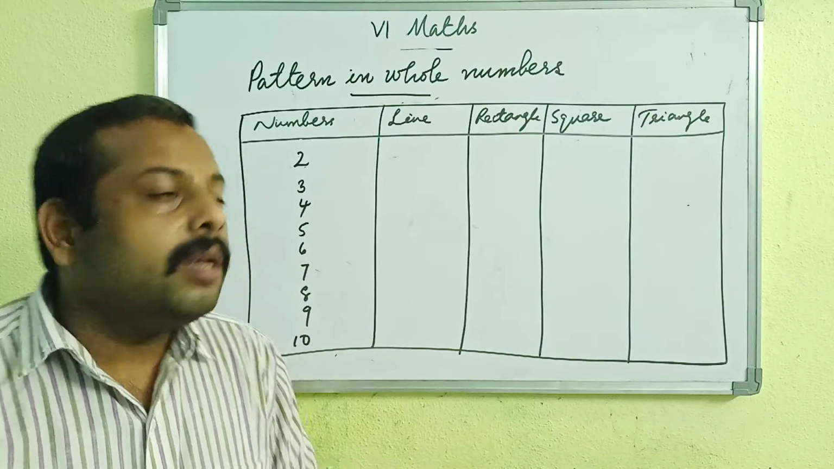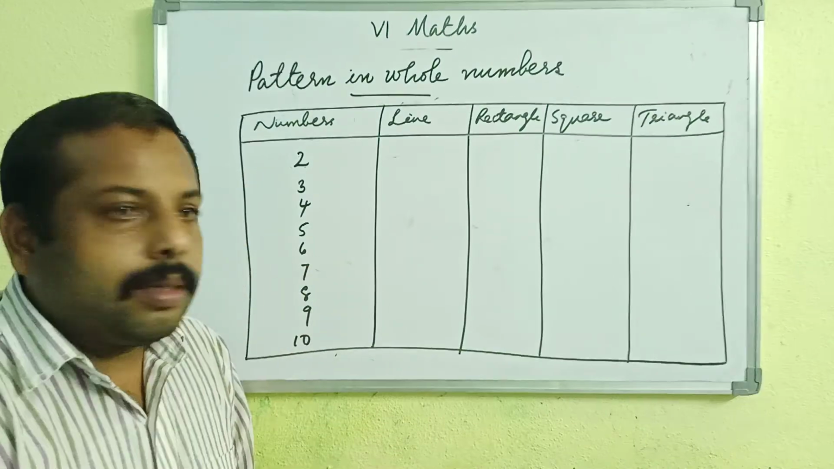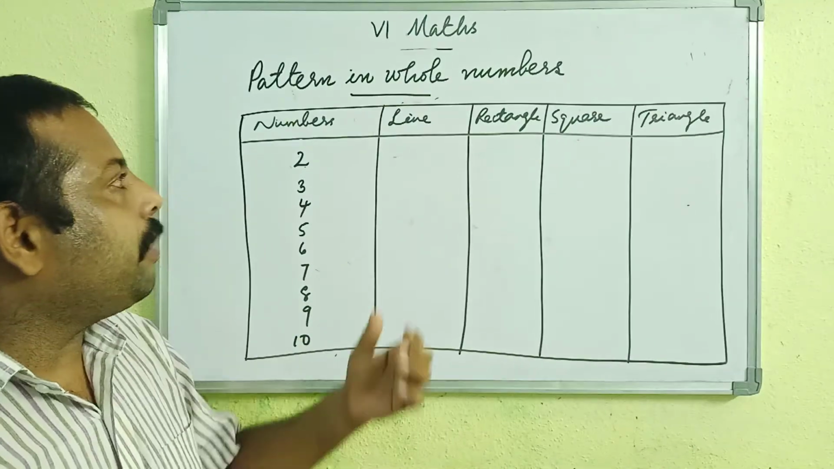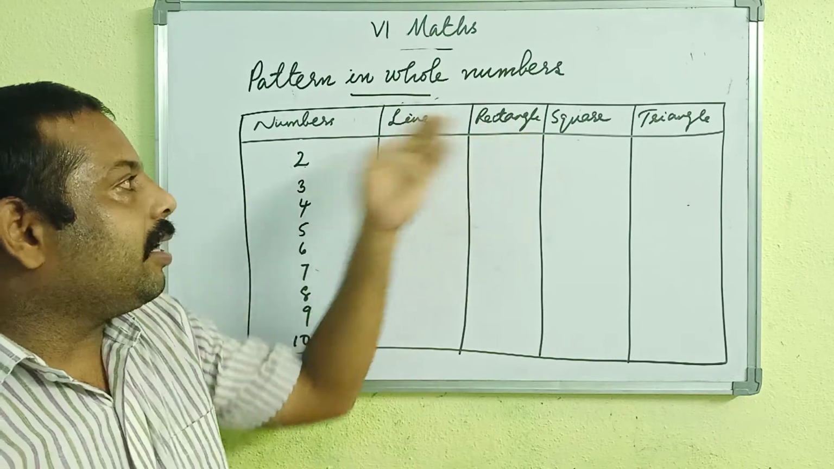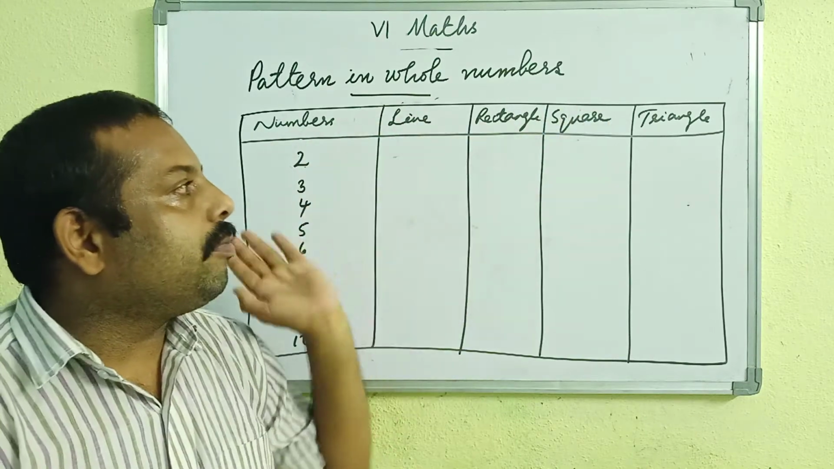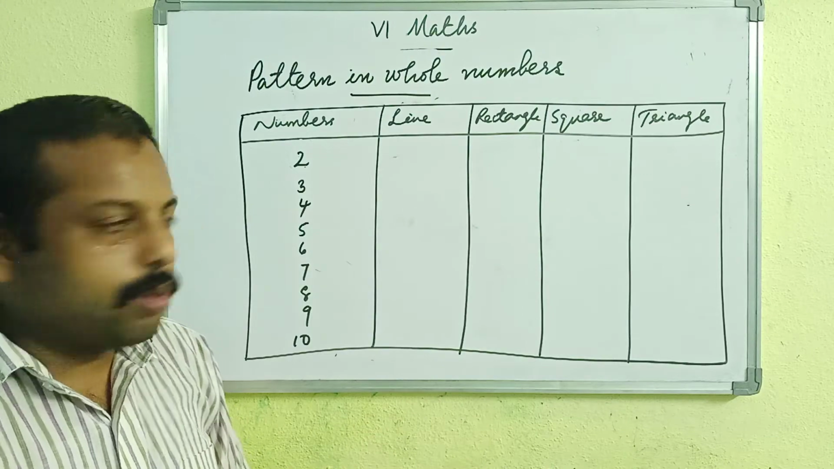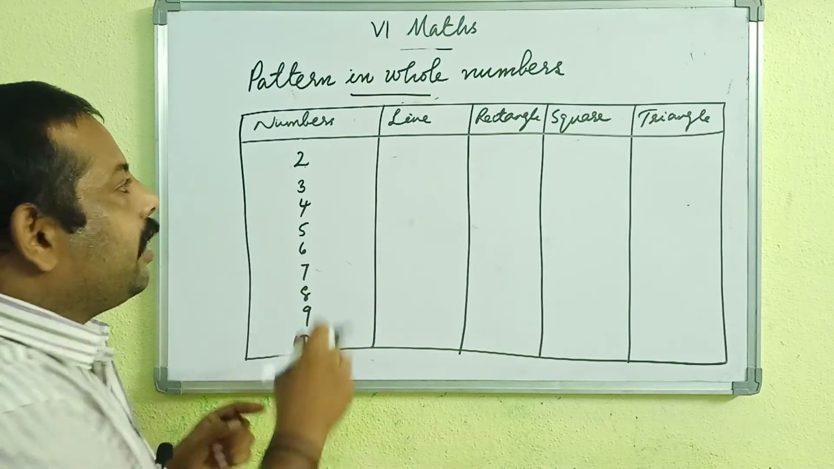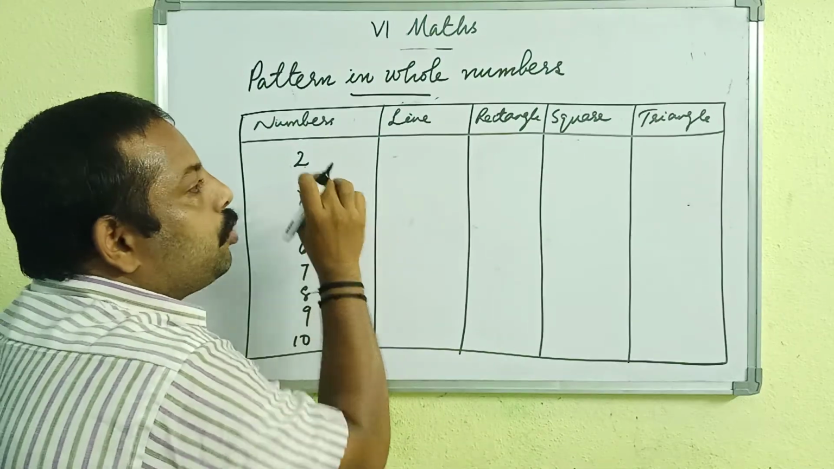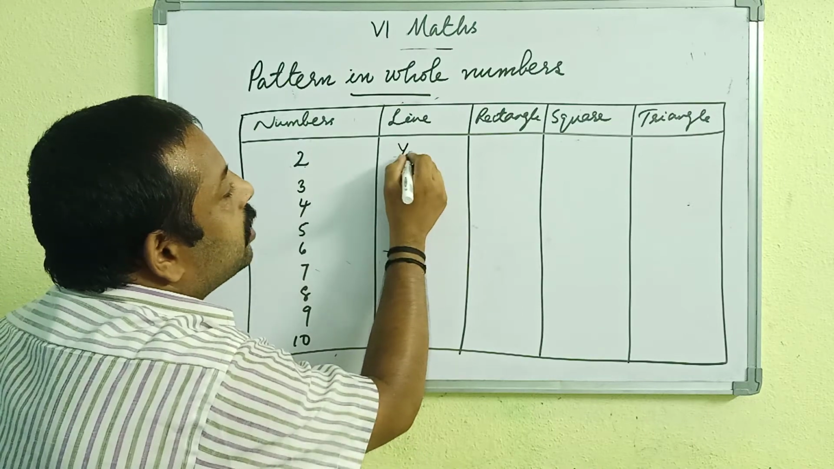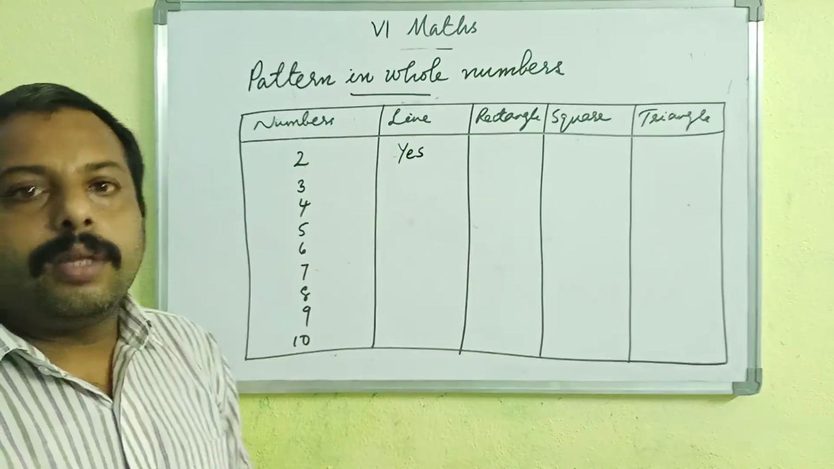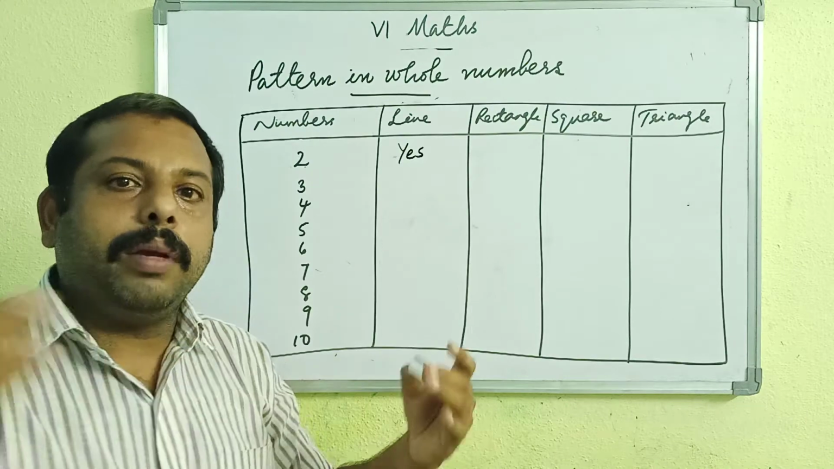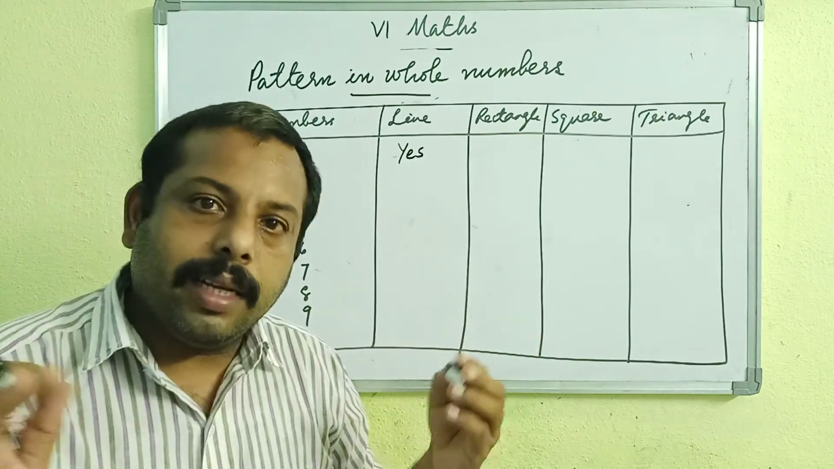Ultimately, what do you mean? Whether you can have any elementary shape as a line for 2, or rectangle for this number, square for this number, triangle for this number or not. So you have already learned line can be, so using 2 dots you can make a line. So is possible? Yes, you can make a line. 2 can be shown as a line.